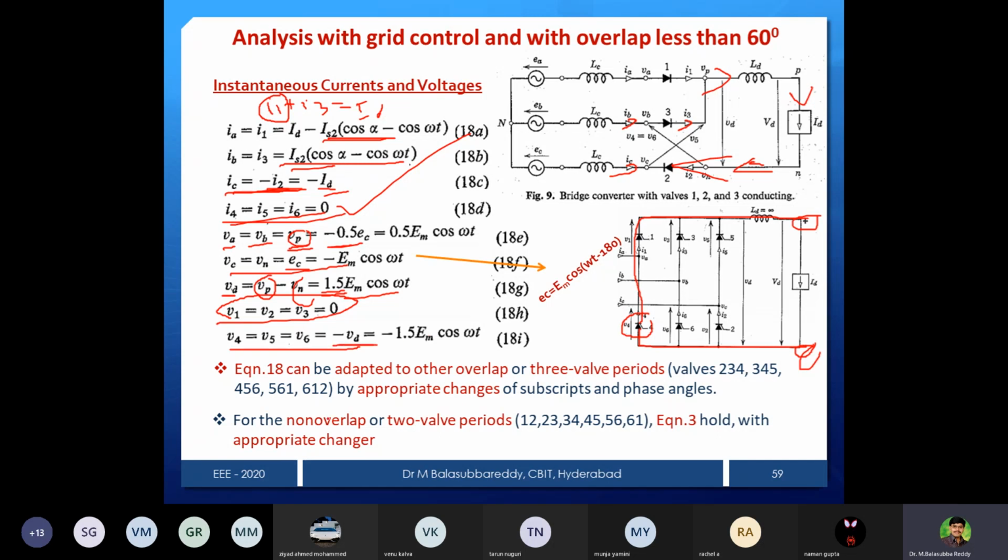Now you can easily find the average expression, because I know the expression we already derived when 1 and 2 are conducting, which is the non-overlap case, and these are the VDs for the overlap case. So final VD is the expression for when 1, 2 are conducting, integrated over that portion, plus the expression for when 1, 2, 3 are conducting, integrated over that portion, which gives the average. We'll see that in the next class.